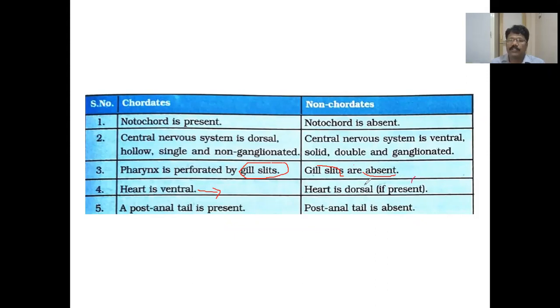So when present, it is dorsal. And a post-anal tail is present in case of chordates, but we don't find any kind of tail-like structure that is similar to that of chordates. We say in some non-chordates there is a tail, but it is not as we discussed in case of chordates. So the tail in chordates is something different from the non-chordates.